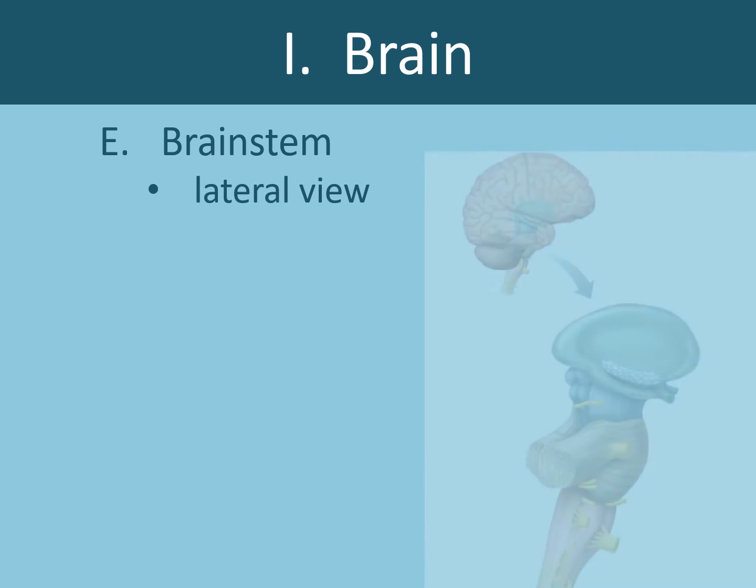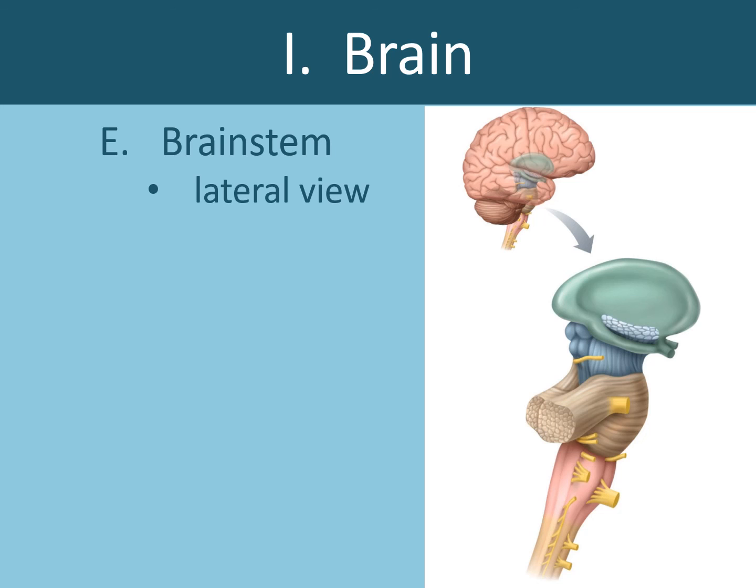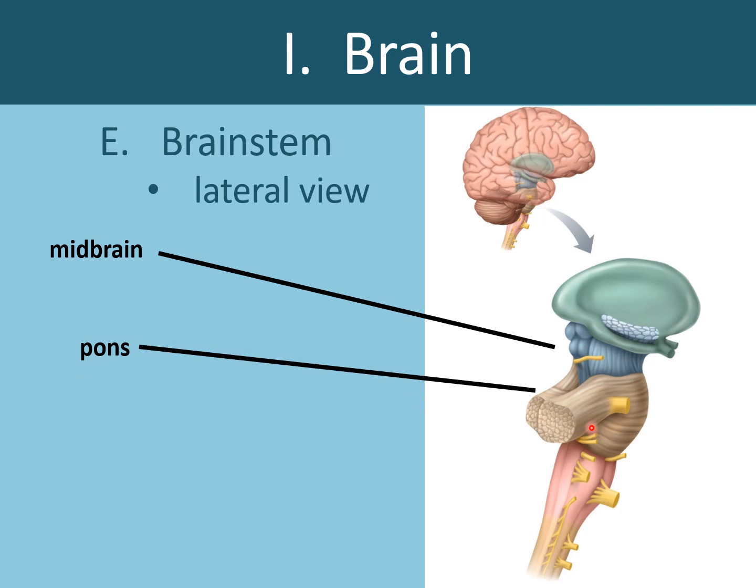Here's a lateral view of the brain, showing the brainstem. Sitting at the top of the brainstem is the midbrain, here in blue. Below the midbrain is the pons. The pons would be connected to the cerebellum, which would be here just behind the pons. And then below the pons in pink is the medulla oblongata, which would continue on to form the spinal cord. Sitting atop of the midbrain, this thing in green, is the thalamus.